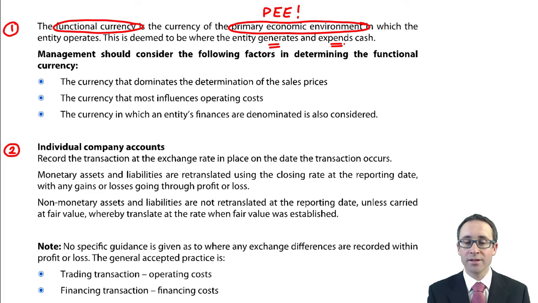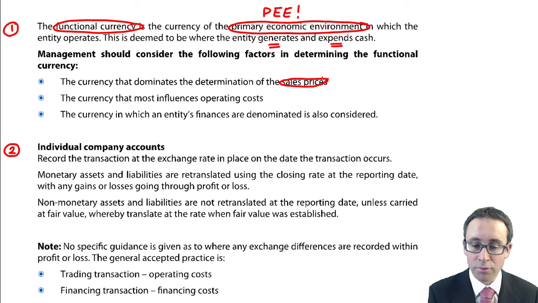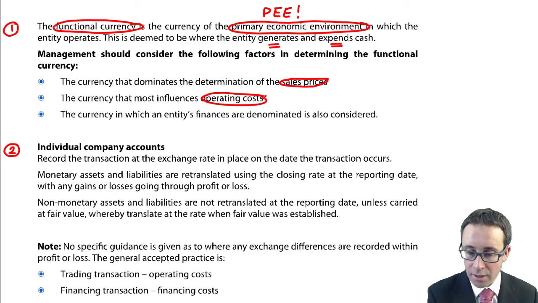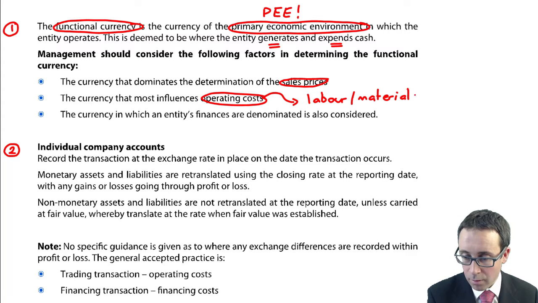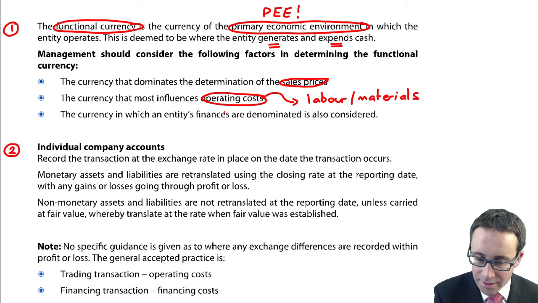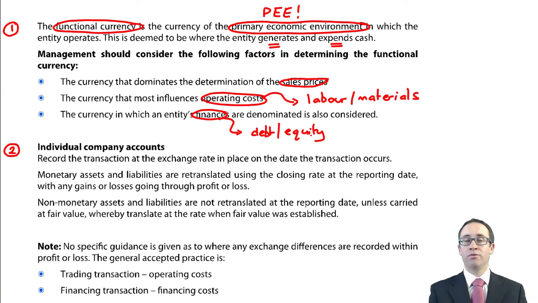You've got additional information in terms of factors to consider. In terms of generating cash, we're looking at our sales prices. In terms of expending cash, you're looking at your operating costs, so you're thinking essentially your labor and materials. And then looking at the entity's finances. So when you're talking about your finance, you're talking about your debt and your equity. What is the principal currency in which you raise your company's financing?